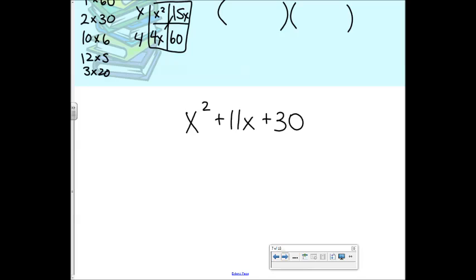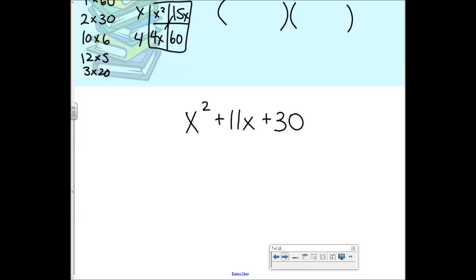So you're looking for something that adds up to this, but multiplies to this. So I always start with the multiplication because there's less of them. So what could you multiply to give you 30? 3 times 10. Are either of those going to give you 11, if you add them up? 5 and 6, right? So then it would be x plus 5, x plus 6. Is that what you got? Okay. Yes, I think that's right.